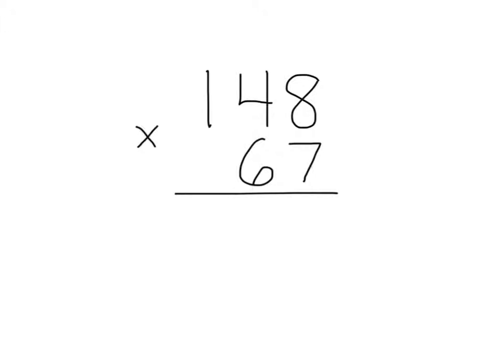So we're going to take the 7 and multiply it times the 1. 7 times 8 is 56. Put the 6 here, carry the 5. Now we multiply times the 10. 7 times 4 is 28, plus 5 is 33. Put the 3 here, carry the 3. Now we multiply times the 1. 7 times 1 is 7, plus 3 is 10. Cross these off, add a 0.